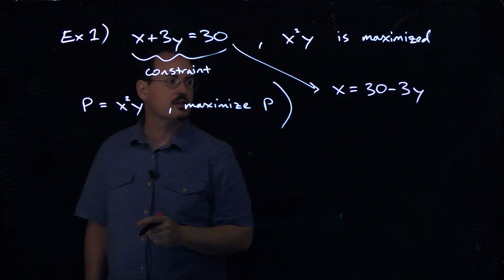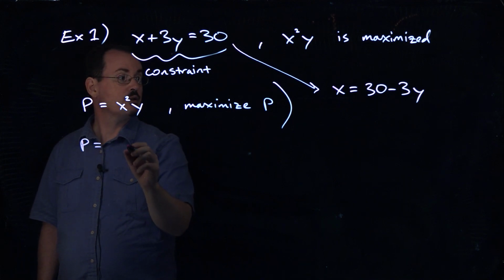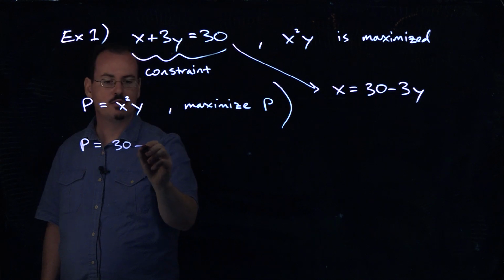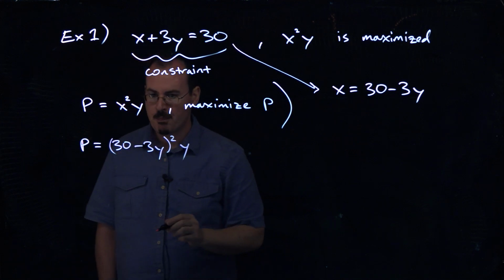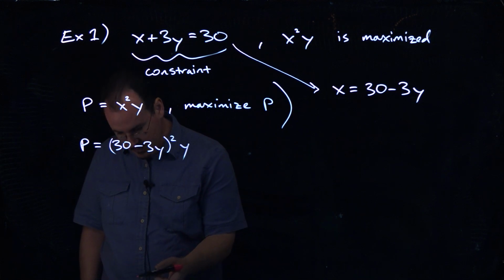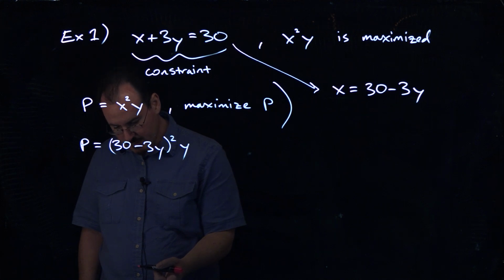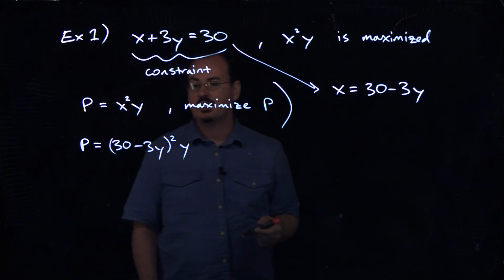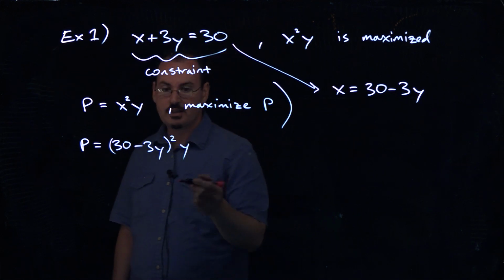Okay, and then what we can do with that constraint is plug it into the thing that we're trying to maximize. So if I do that, we'll get 30 minus 3y, squared, and then we've got another y there. Okay, so now the next step says if the domain is closed, evaluate the function at the endpoints. It's not closed, so we're not going to care about that. If the domain is open, apply the critical point theorem when there's only one critical number. If there's more than one, then we have to evaluate it at each of them. So next we want to find the critical numbers for this thing.